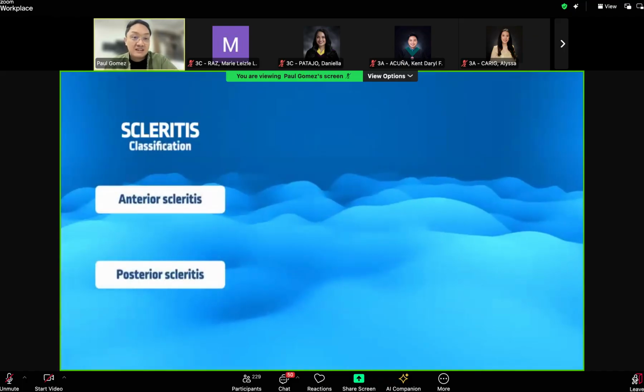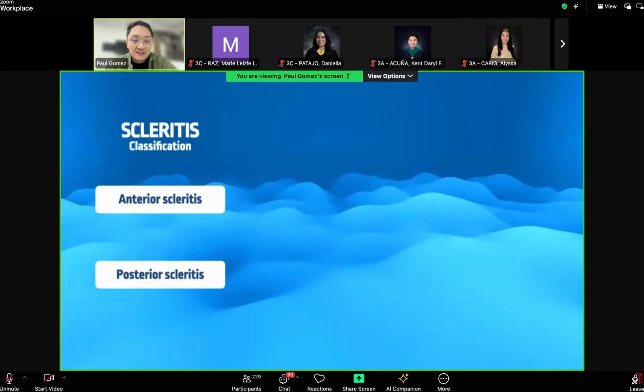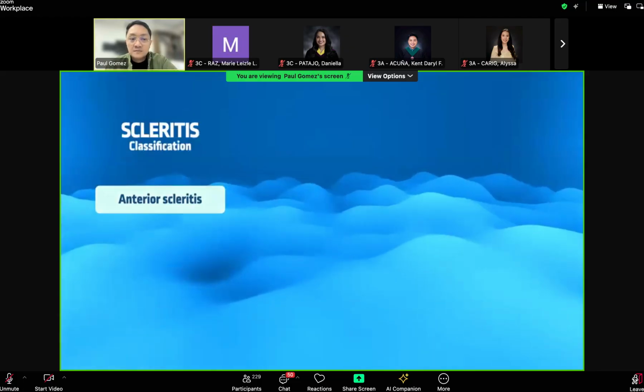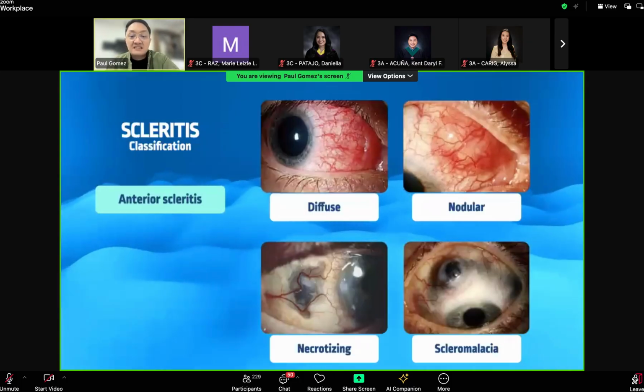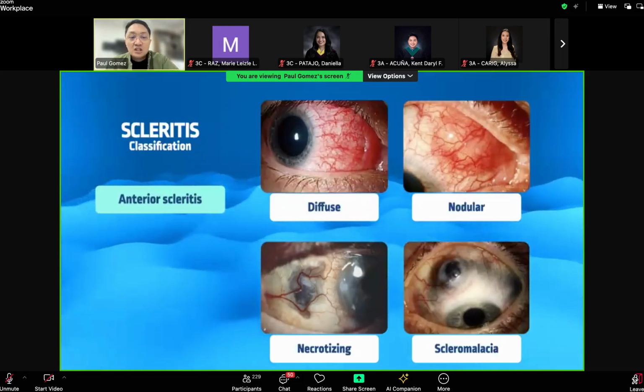We can classify scleritis either as anterior scleritis or posterior scleritis. Anterior scleritis can further be classified as either diffuse. It may be confused with episcleritis, but the inflamed vessels will be seen in deeper scleral structures. Anterior scleritis may be nodular in appearance. The nodules may be immobile and tender to touch.